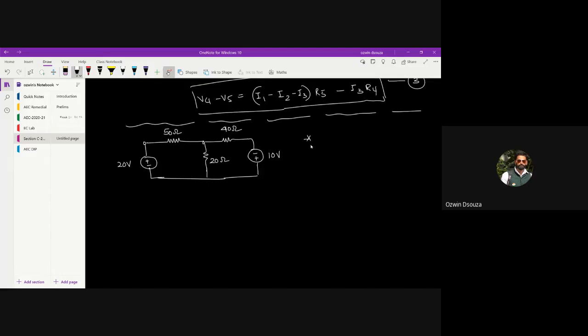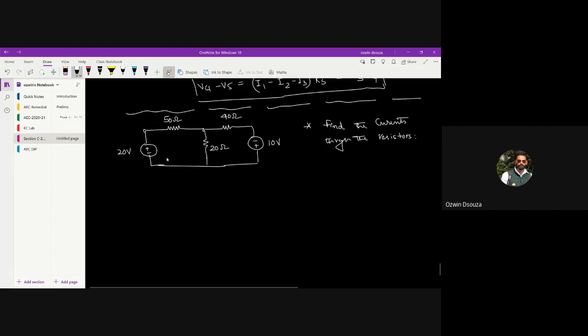Next, take down the question. For the network shown below, find the currents through the resistors. In the sense, you are supposed to find the current through 50 ohm, 20 ohm, as well as 40 ohm. So this is a simple two-loop network.